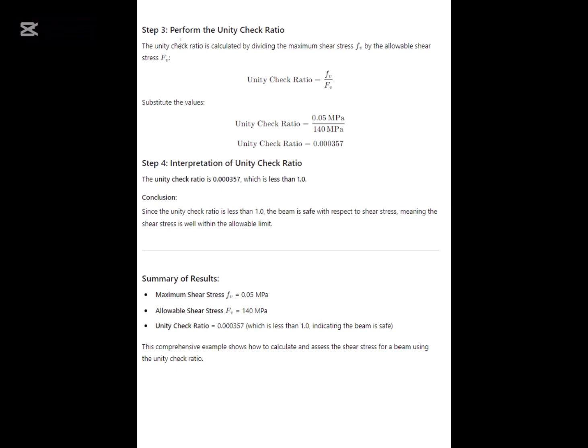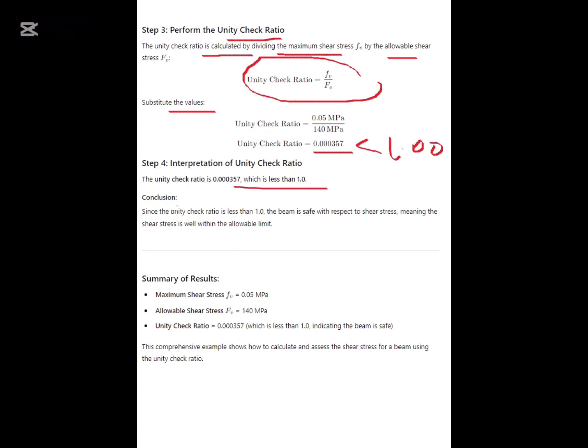So here we perform the unity check ratio. The unity check ratio is calculated by dividing the maximum shear stress by the allowable shear stress. Once we substitute the values, we get a ratio that is less than 1.0.